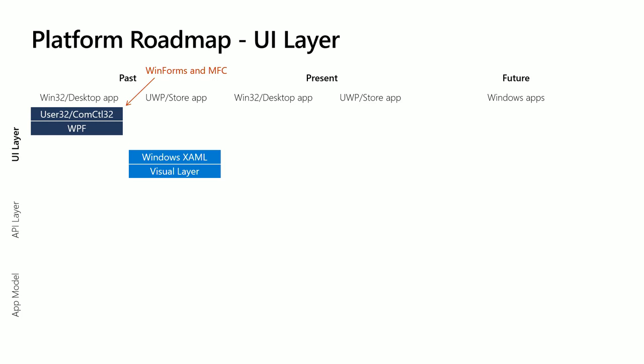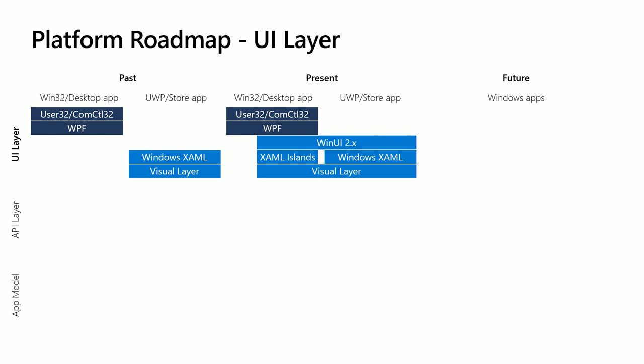And if you were doing UWP development, you had the new modern Windows XAML and the visual layer, composition, and all the effects and richness that had. What we've gotten to already now is we've extended the visual layer so that a lot of it can be used directly from Win32 desktop apps, and James is going to do an awesome demo of that. We've added XAML islands that allow you to use the Windows XAML framework from desktop apps.